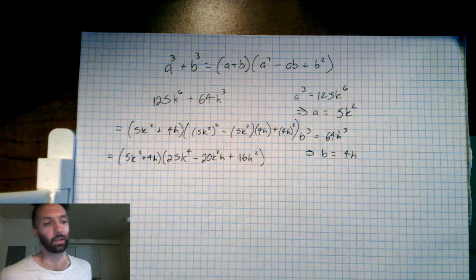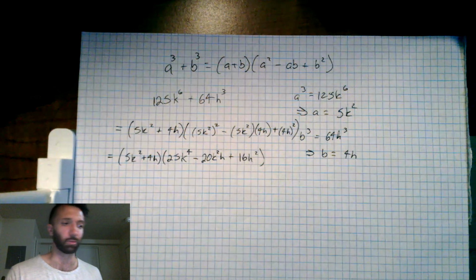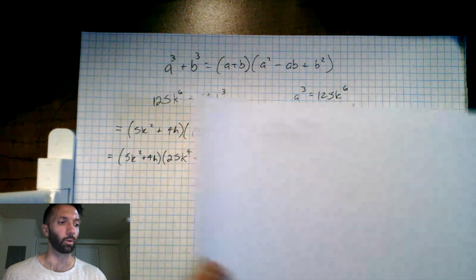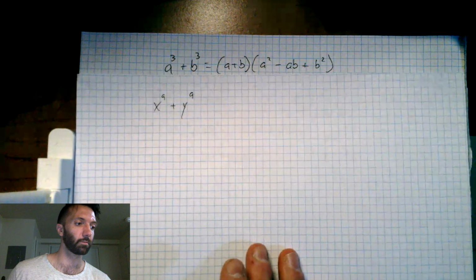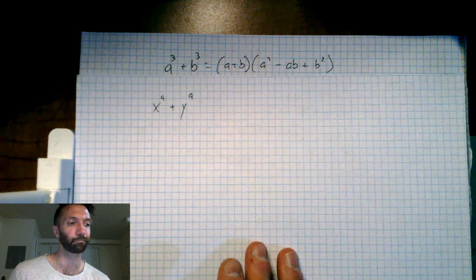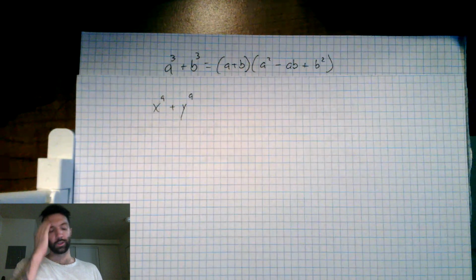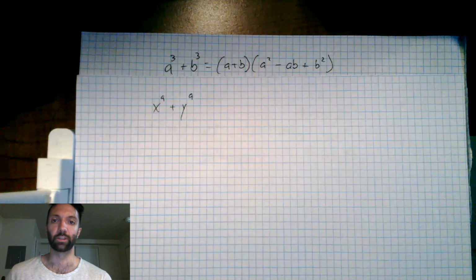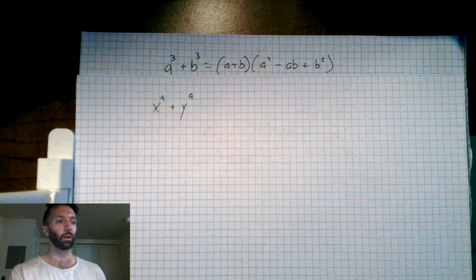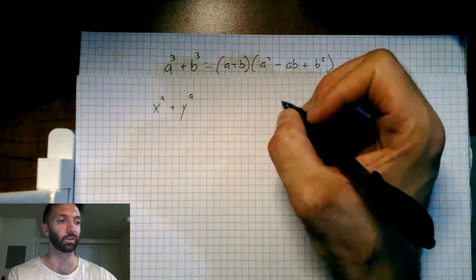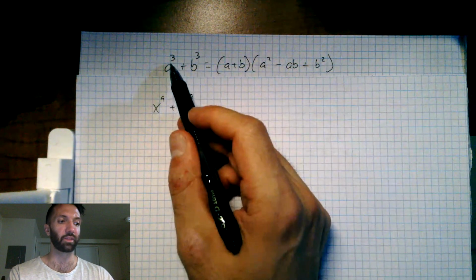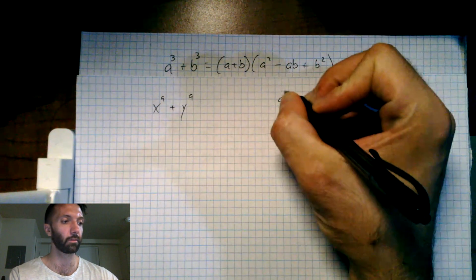All right, so that was just a more difficult one algebraically. Now we're going to take a look at some special cases, or a special case, should I say. Sum of cubes, x raised to the 9th plus y raised to the 9th. First and foremost, I want to figure out what a and b are. So again, a to the 3rd is x to the 9th.